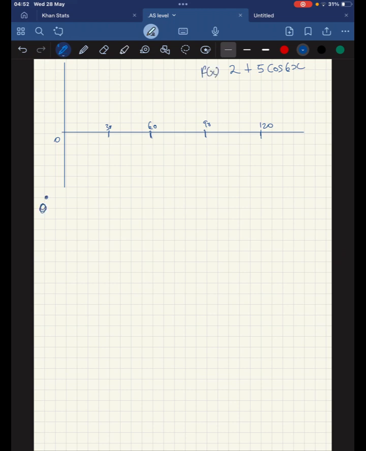Okay, so we're going to start off at 0 degrees. It's going to be 2 plus 5 cos of 0, and we know that cos of 0 is 1, so 2 plus 5 times 1, which is going to be 7, right? So we're going to start off, this is 1, this is 2, this is 3, 4, 5, 6, 7. Let's see if I have more space. All right, so this is 7. So we start off at this point over here.